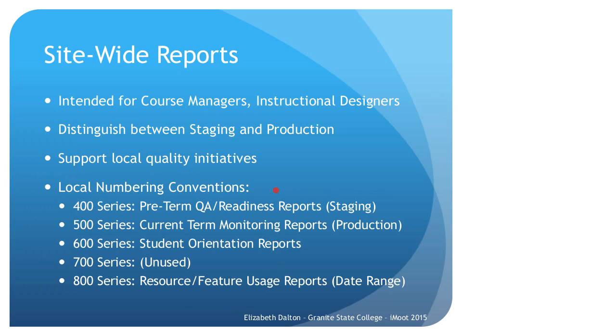First, our local numbering conventions, and yours could be different if you do something like this. In our 400 series of reports, we use our preterm or staging QA, quality assurance, or readiness reports. Our 500 series reports tell us about the current term, the production term, and we're monitoring instructor activity and delivery. So not so much course preparation, but delivery. Our 600 series are about a specific course that we have for student orientation. We aren't doing anything in 700 yet. And then our 800 series are for various other kinds of resources and features so that we can see how much we're using various features in Moodle.